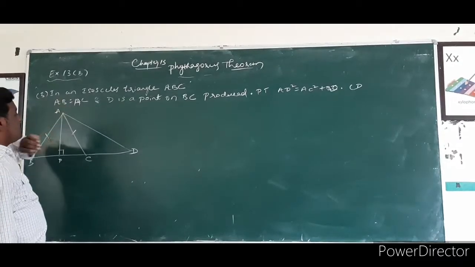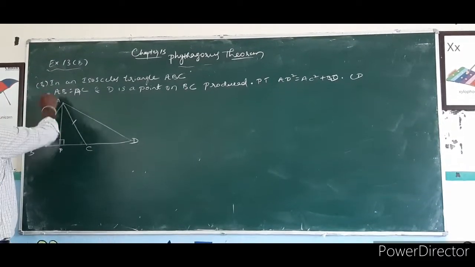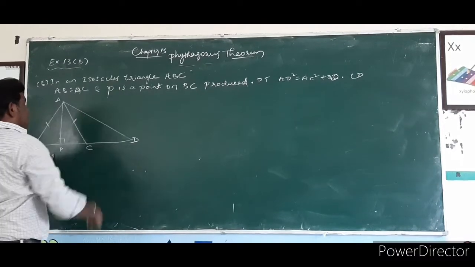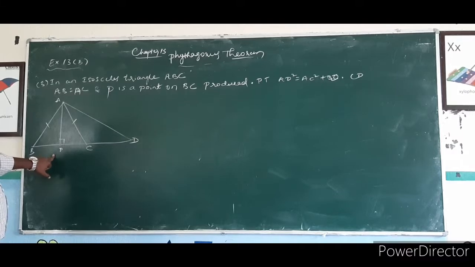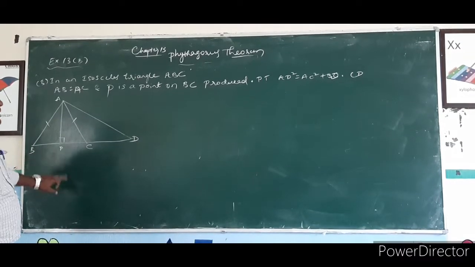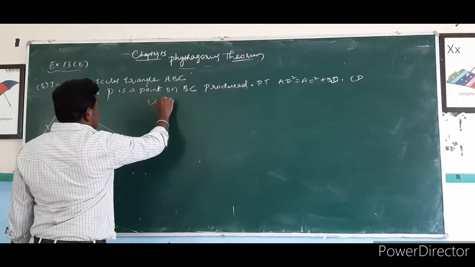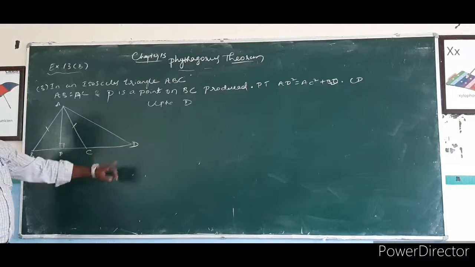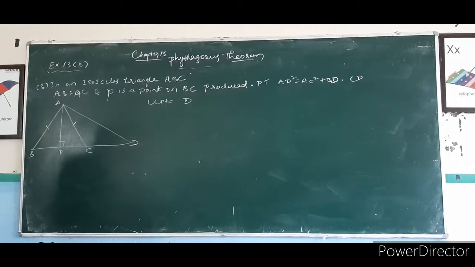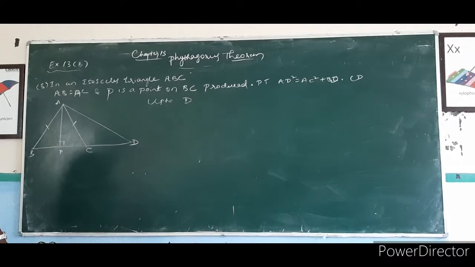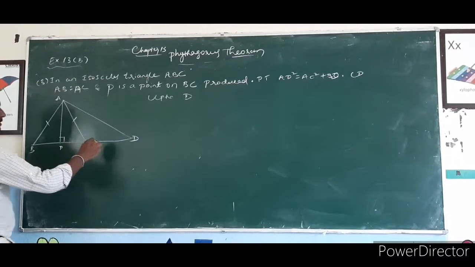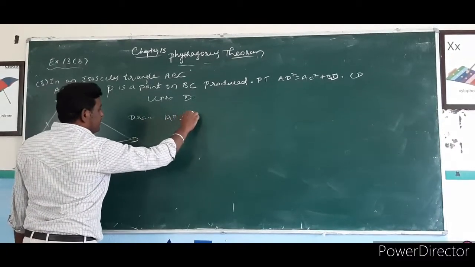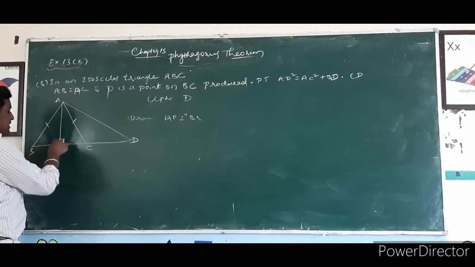Next problem. In an isosceles triangle ABC, AB is equal to AC and P is the midpoint on BC and produced up to D. Prove that AD square is equal to AC square plus BD into CD. So here first we have to draw AP perpendicular to BC. Perpendicular means this is a right angle triangle.